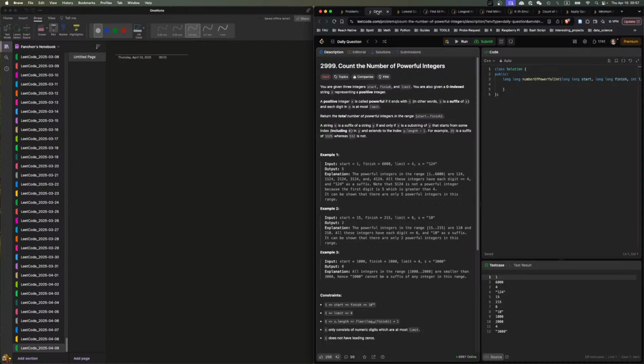Count the number of powerful integers. You're given 3 integers, start, finish, and limit. You're also given a 0-indexed string s representing a positive integer. A positive integer x is called powerful if it ends with s. In other words, s is a suffix of x, and each digit in x is at most limit. Return the total number of powerful integers in the range start to finish.